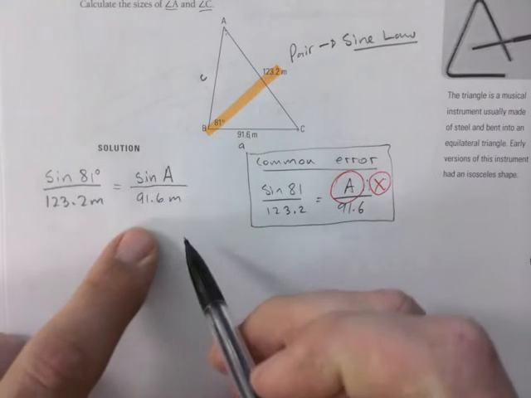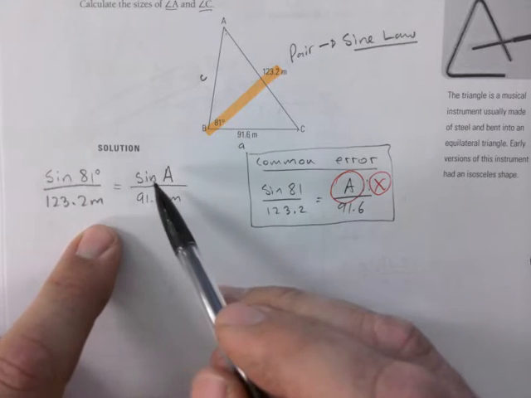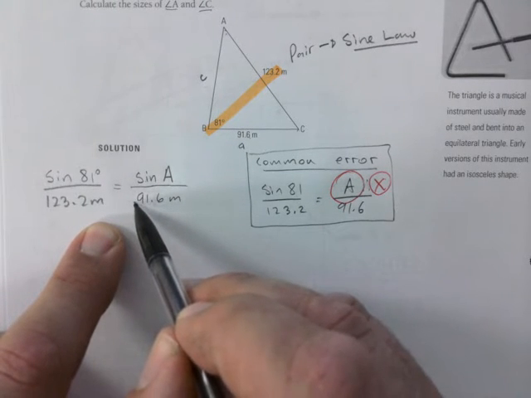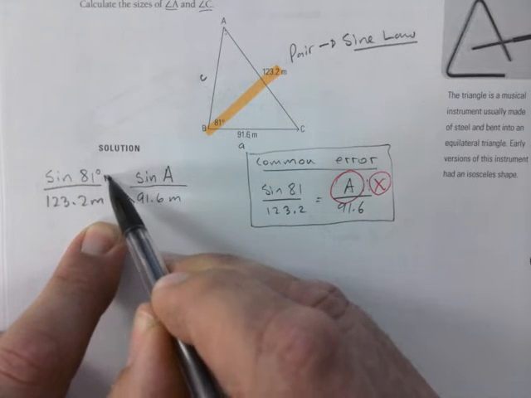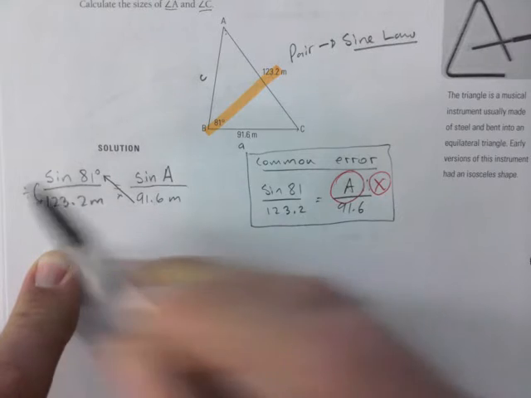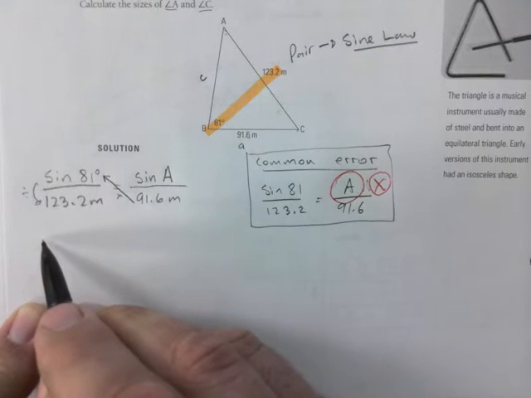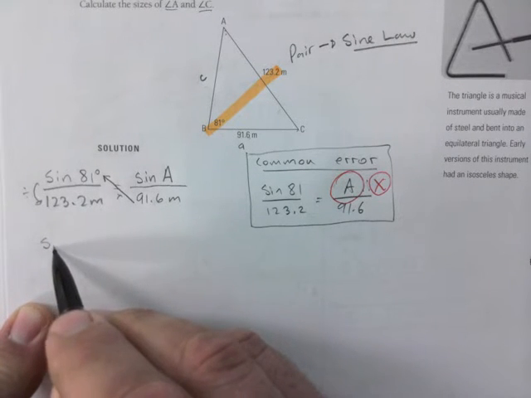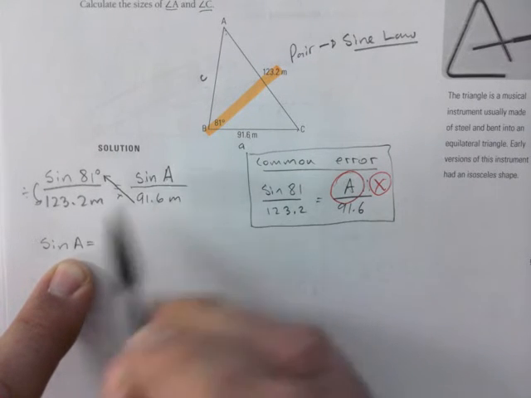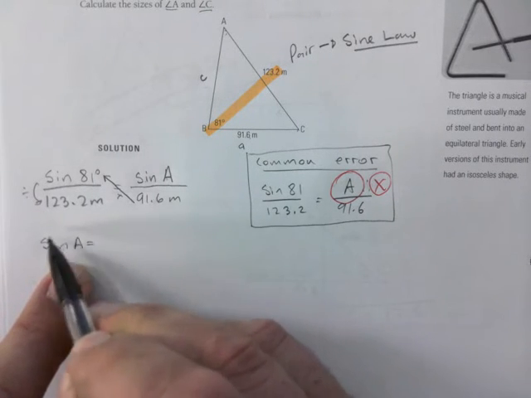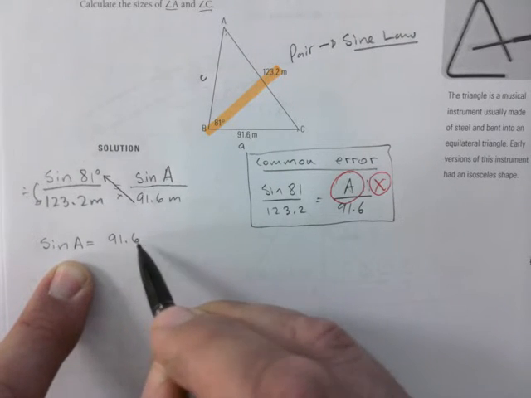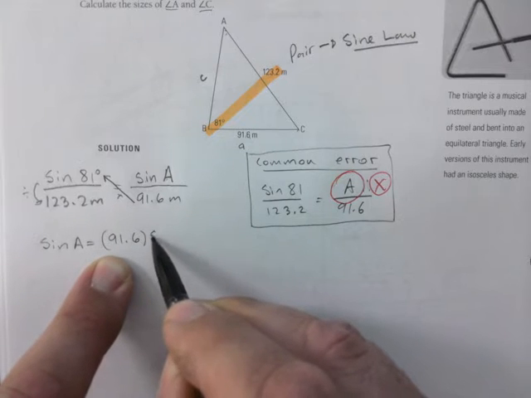Now they're treated the same way as before. This is your variable, so to speak. So you start here and you cross multiply up, you divide down. So you cross multiply, then divide. Watch what I'm doing carefully here. I'm going sine of A. I treat this as my variable, as if this is x. And on the other side, I go 91.6 times sine of 81.